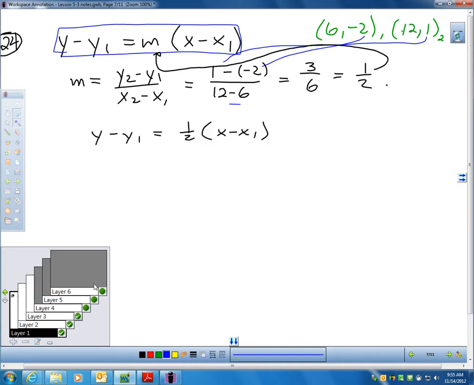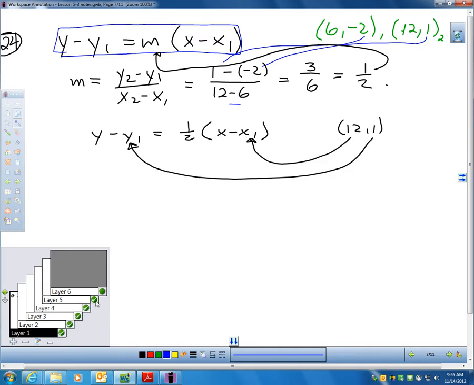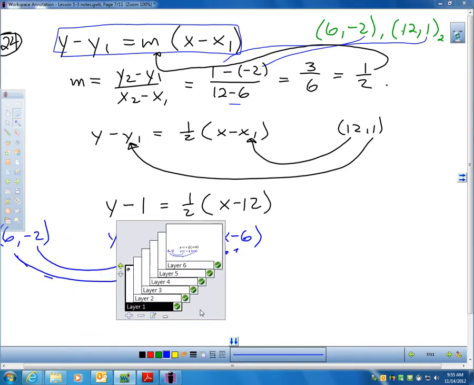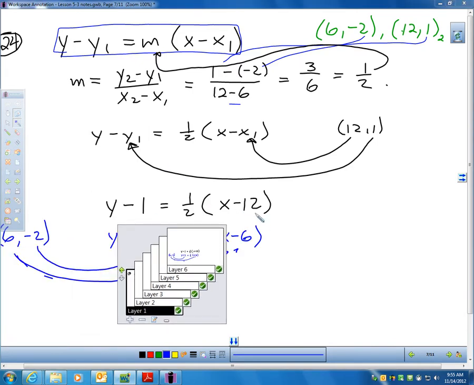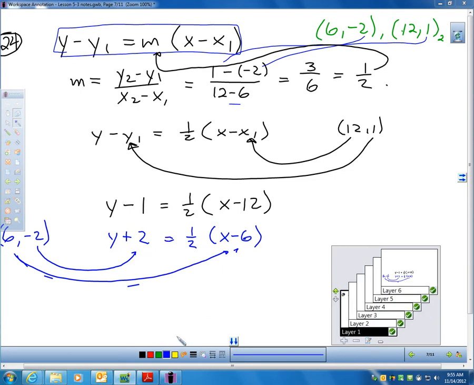So now that I know my slope is a half, I can pick either point and replace it in for x sub 1, y sub 1, and write an equation. So if I use the point 12, 1 right here, I can use that and plug it in. I would get y minus 1 equals half x minus 12. Or, I guess I'll do this one in blue, if I use the point 6, -2, if I plug in 6 for x and -2 for y sub 1. Remember, if I plug in -2 here, I get y minus -2, which is y plus 2, equals half x minus 6.